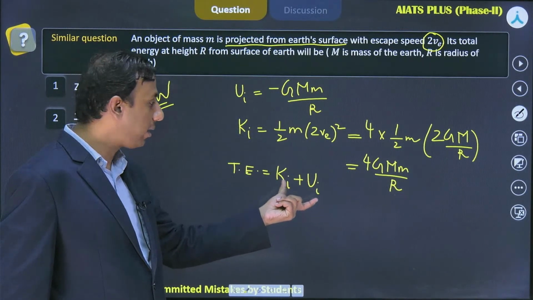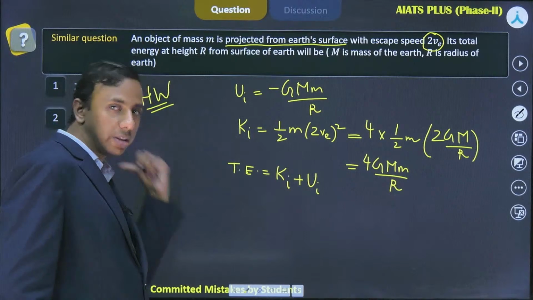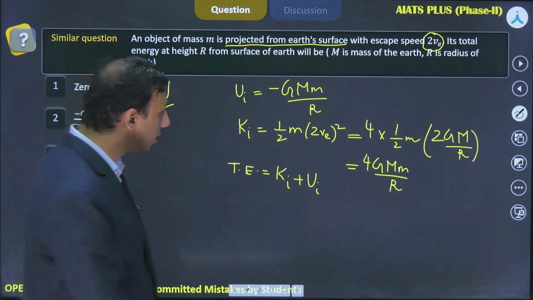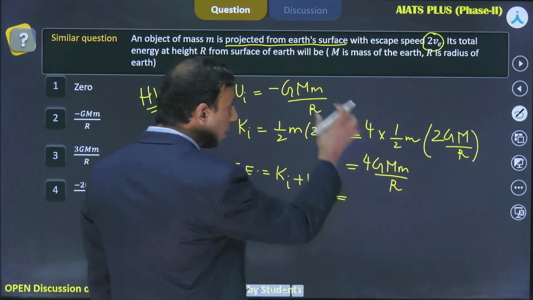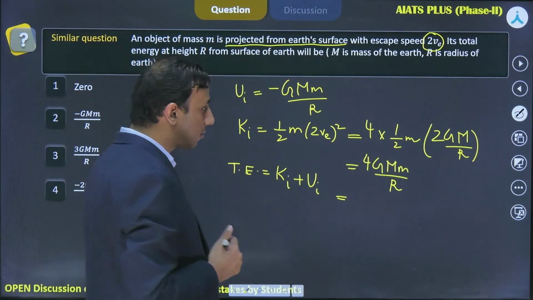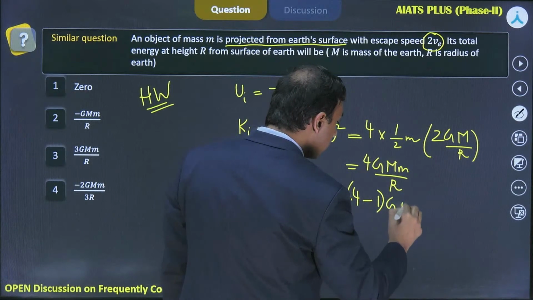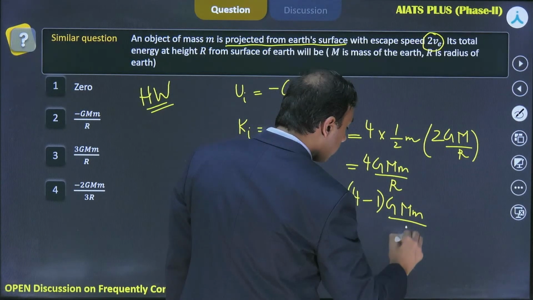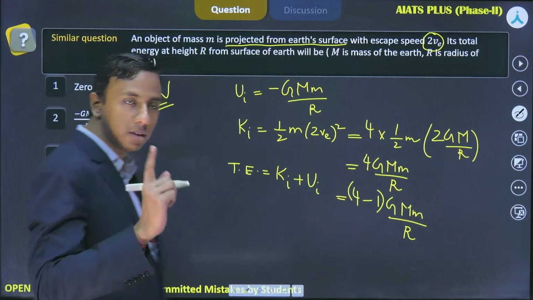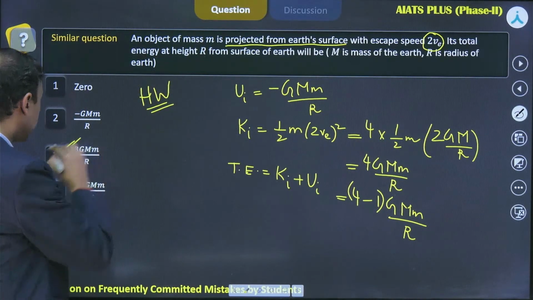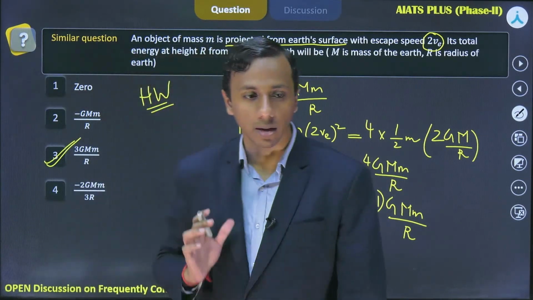And this is pretty simple, and this is what I want you to do for that question. So this we have already done. So what will this become? 4GMm by R minus GMm by R. So this is nothing but 4 minus 1 GMm by R. So this becomes 3GMm by R.